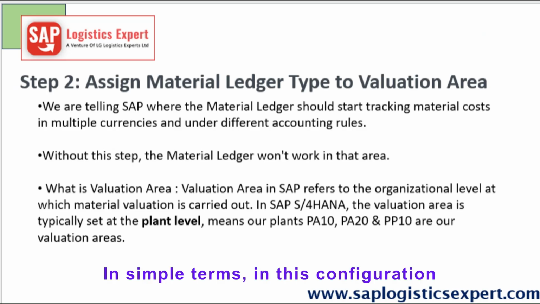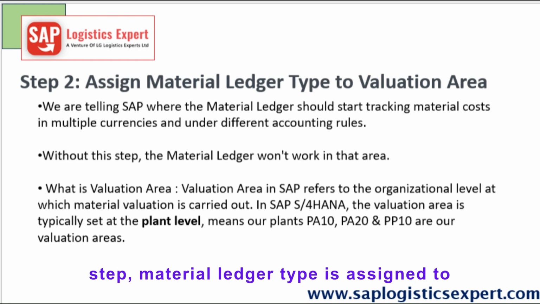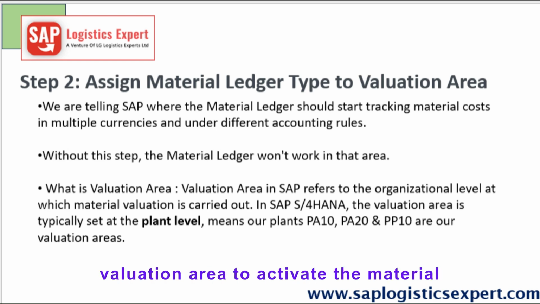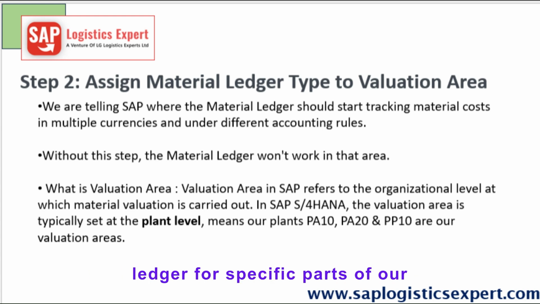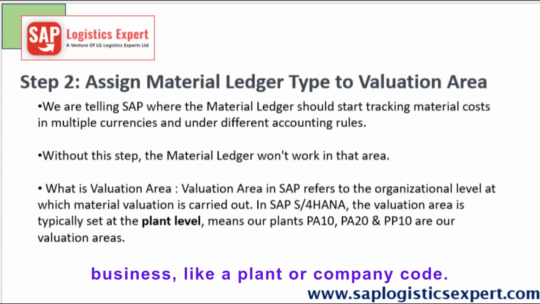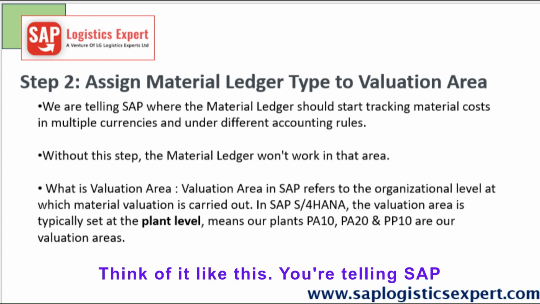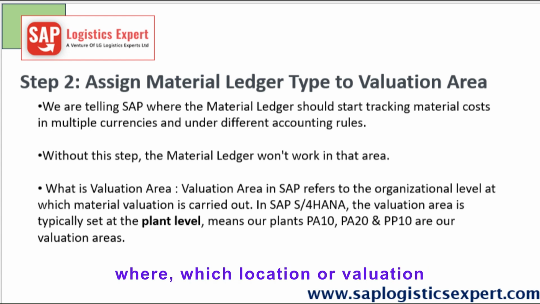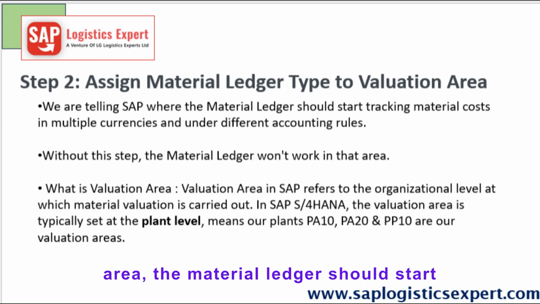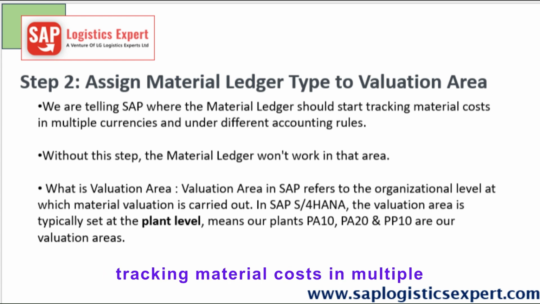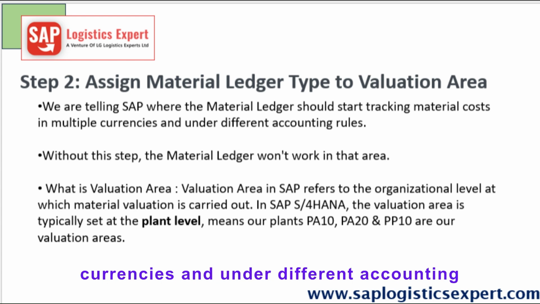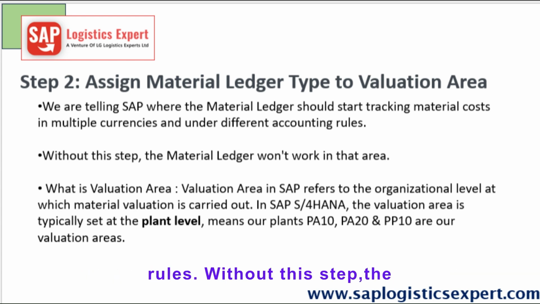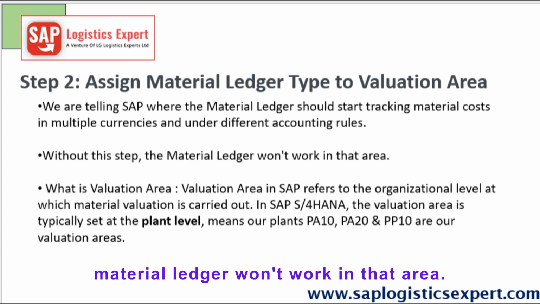In simple terms, in this configuration step, the Material Ledger type is assigned to the valuation area to activate the Material Ledger for specific parts of our business, like a plant or company code. Think of it like this: you're telling SAP where, which location or valuation area, the Material Ledger should start tracking material costs in multiple currencies and under different accounting rules. Without this step, the Material Ledger won't work in that area.